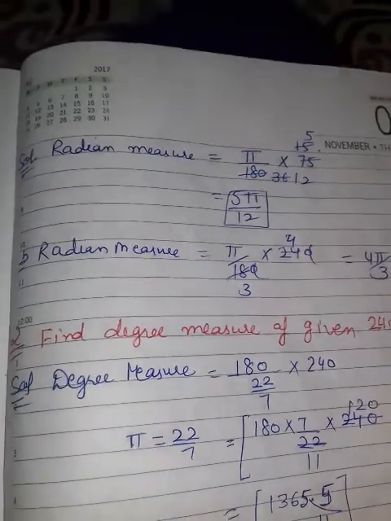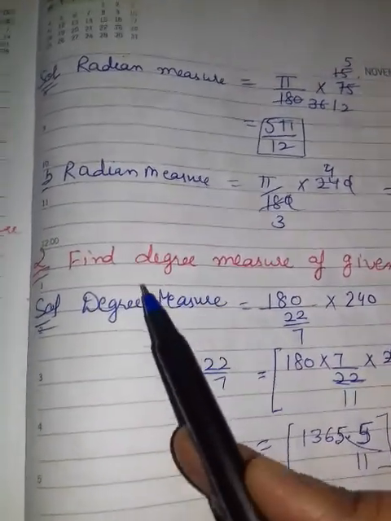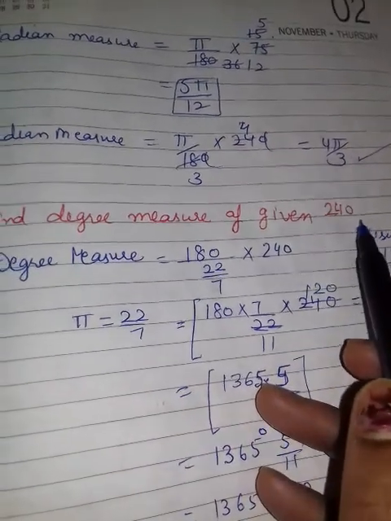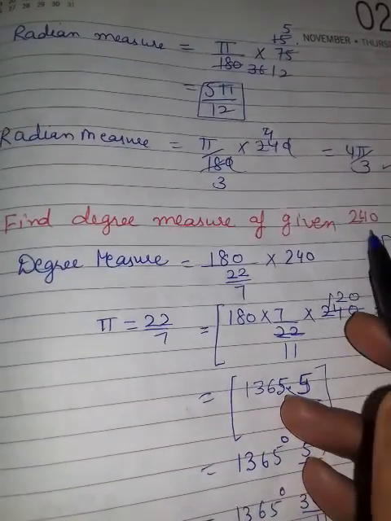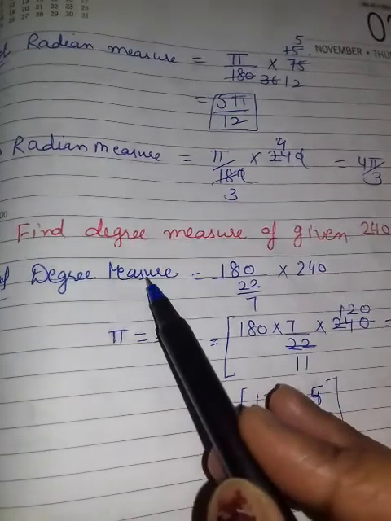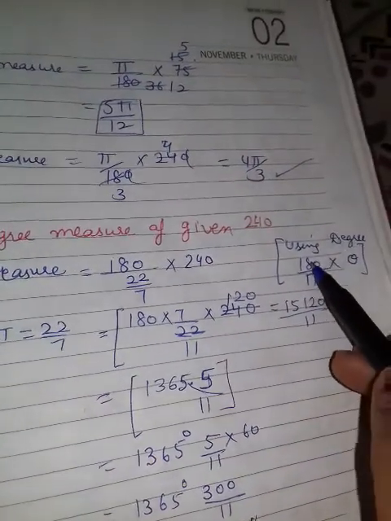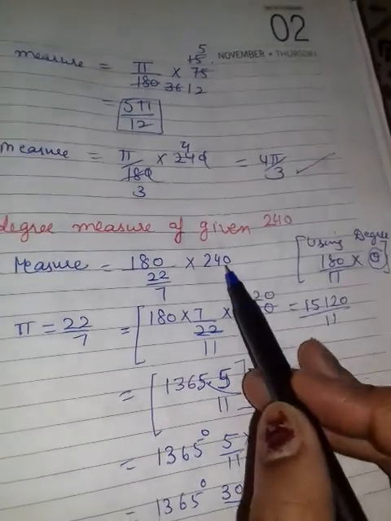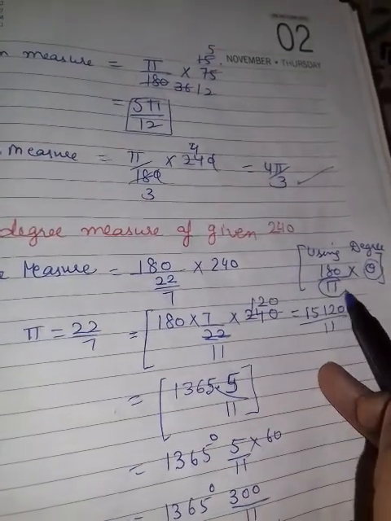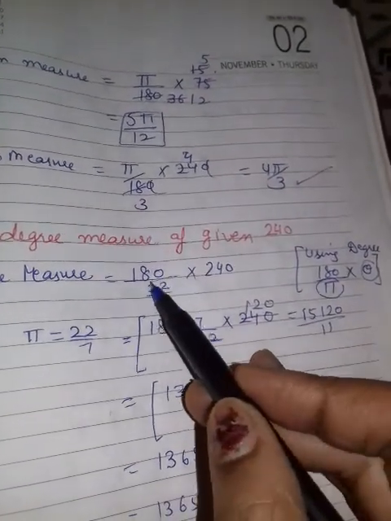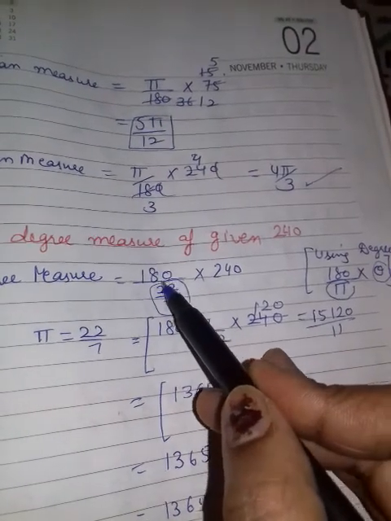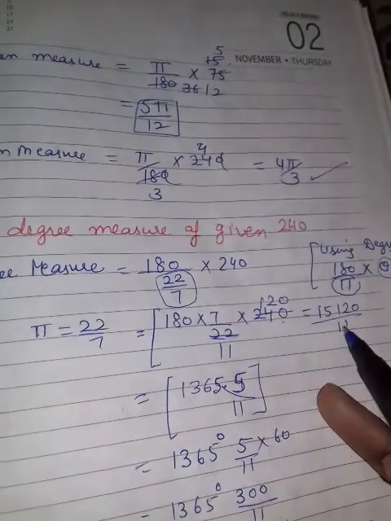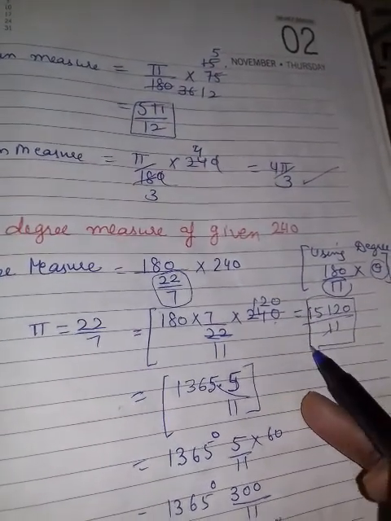Next is, find the degree measure of the given 240. Clear? It is given in radian measure, you know the formula is 180 upon pi into theta. Theta is given to you, 240, and here you don't want pi. So you will put the value of pi here as 22 upon 7. I have taken its reciprocal, then I cancelled. After that you got this.